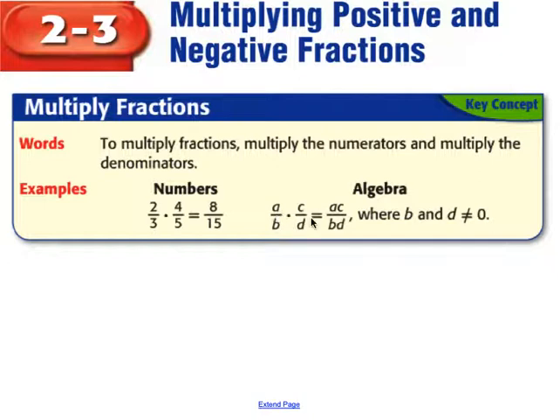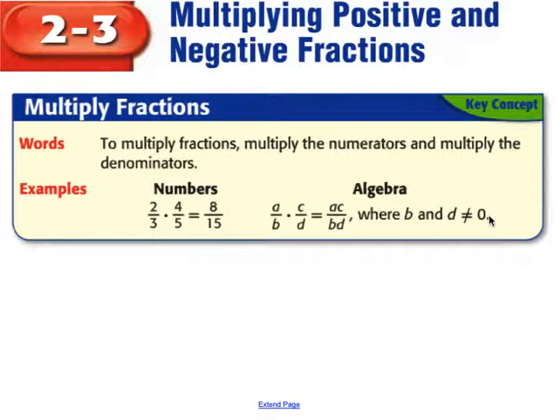Okay, so in algebraic terms, if you have a over b times c over d, you just multiply a times c over b times d. And the one thing you can never have is zeros in the denominator. So that's what this means. B and D cannot equal 0 because we can't divide by 0.